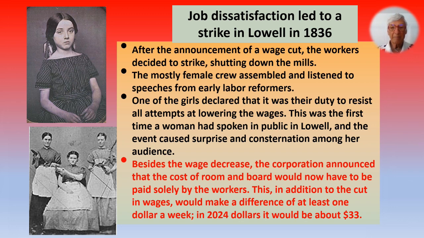Besides the wage decrease, the corporations announced that the cost of room and board would now have to be paid solely by the workers. This, in addition to the cut in wages, would make a difference of at least $1 a week. Or in other words, in 2024 dollars, that would have been a cut of $33.